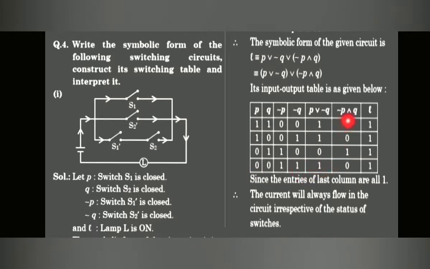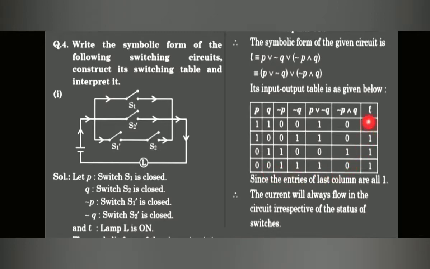Similarly, negation P and Q. This negation P, conjunction with Q, third column and second column. 0 and 1 is 0. 0 and 0 is 0. 1 and 1 is 1. And 1 and 0 is 0.